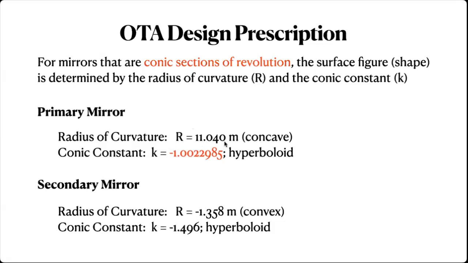The radius of curvature is about 11 meters. The primary mirror is, of course, concave. And the primary mirror has a conic constant that's just a little less than -1. And that makes it a hyperboloid. The secondary mirror is convex. That's why there's a minus sign here. And it's also a hyperboloid, but you can see it's -1.4, which means it's more strongly hyperboloid. And we'll come back to these numbers. This one is in red because that's the critical number that affected the telescope.